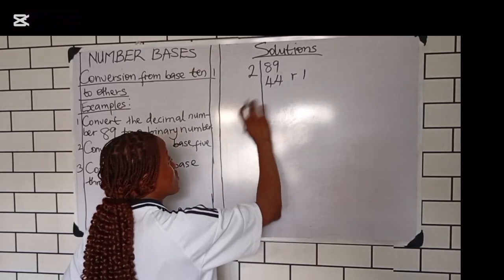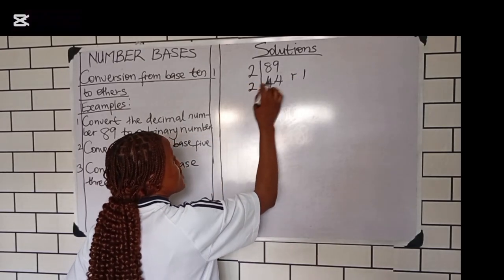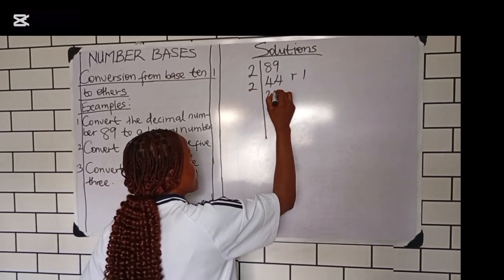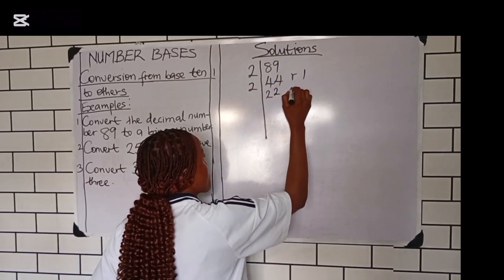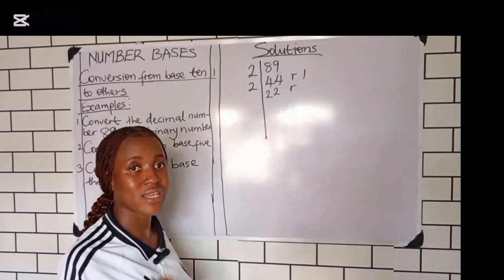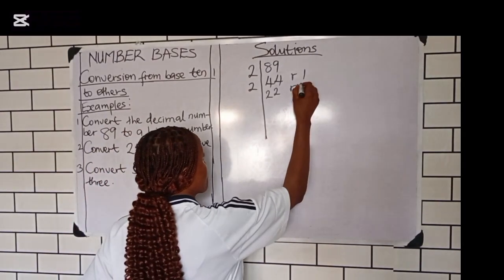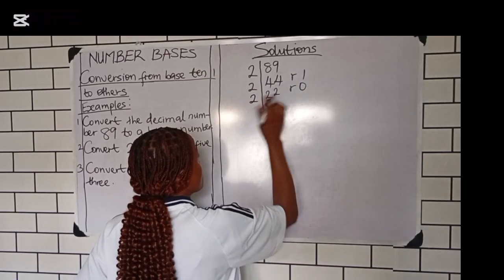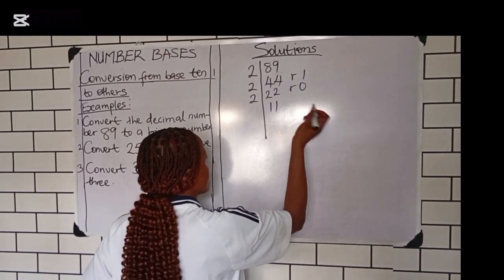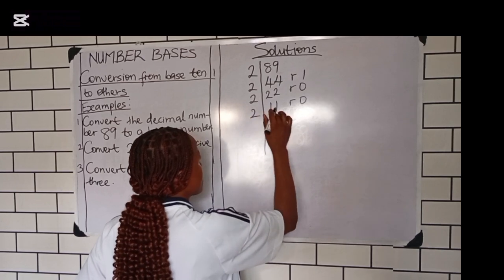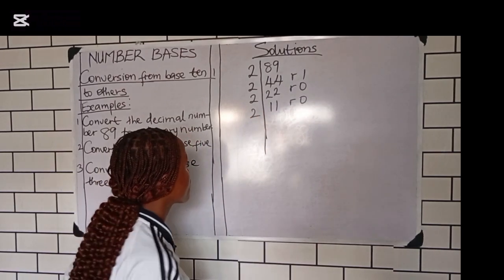Moving over, we have 2. 2 divide 4 here will give us 2. 2 divide 4 again, we have 2. There's no remainder, so once there's no remainder, take it as remainder 0. 2 divide 22 here will give us 11. No remainder, so remainder 0. 2 divide 11 will give us 5.